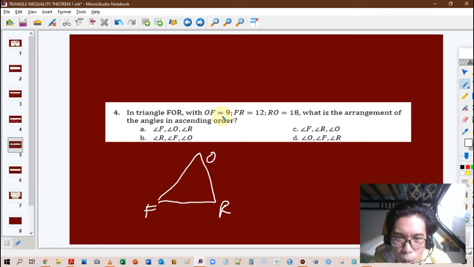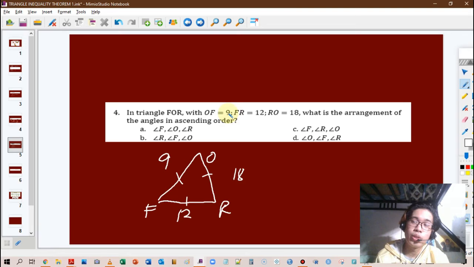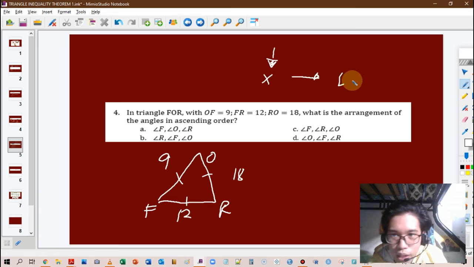So we have here OF is equal to 9, FR is equal to 12, and RO is equal to 18. So we have to arrange the angles in ascending order. So what do we mean by ascending? Okay, so we start first with the least or the smallest angle, and then we go to the largest angle.